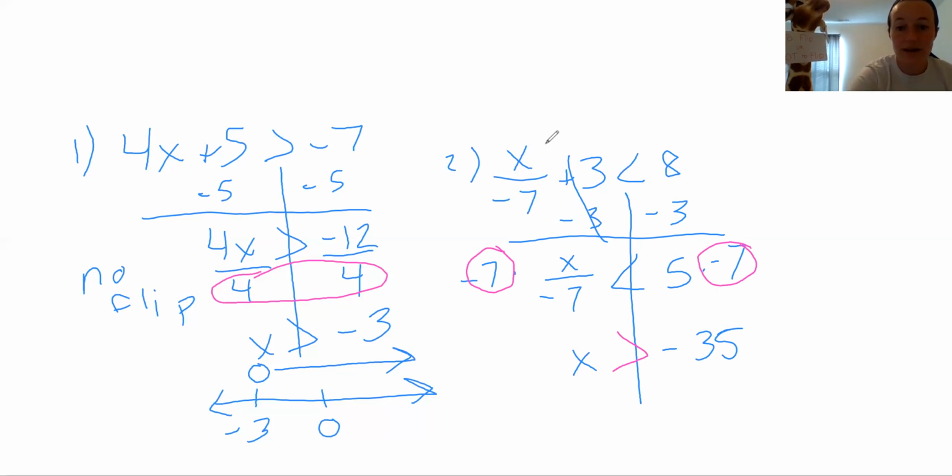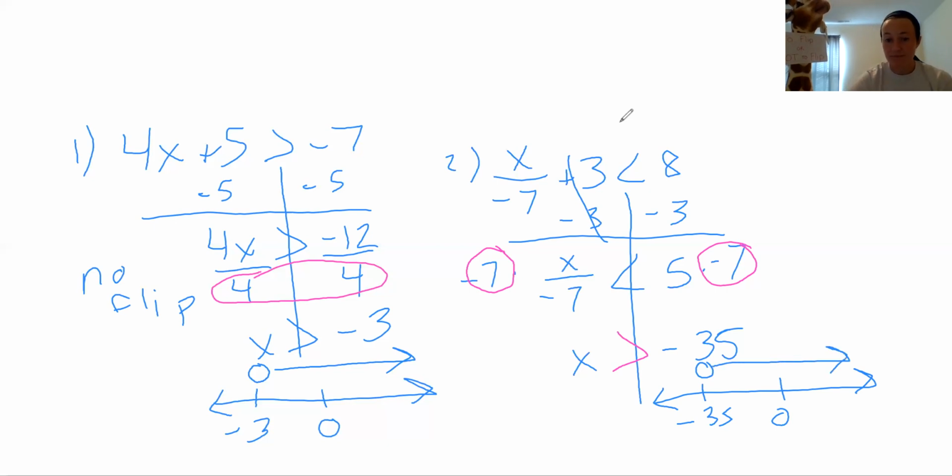When I go to graph this then, okay, we're going to deal with lots of negative numbers. So 0 in the middle, -35 is less, greater than, open circle. What numbers are greater than -35? 0 is bigger, a million's bigger. My line should be going this way.